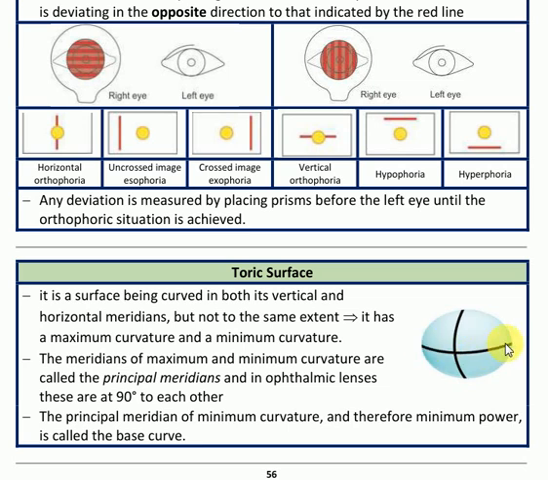Previously only one meridian was bent in a cylindrical lens, and in toric both are bent, but not to the same extent. Now this is called a toric surface. The meridians of maximum and minimum curvature are called principal meridians, and in ophthalmic lenses these are at 90 degrees to each other. The principal meridian of minimum curvature, and therefore minimum power, is called the base curve.